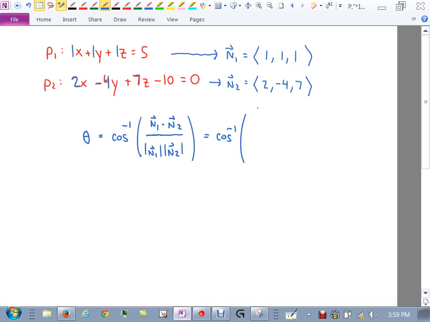n1 dot n2 is 5. Right? You're doing 1 times 2, 2. 1 times negative 4. So put those together, negative 2, and then 7. Add them all up, you get 5.